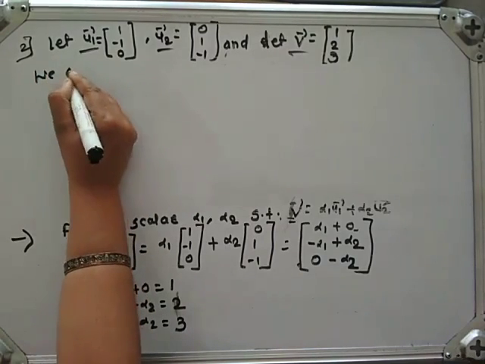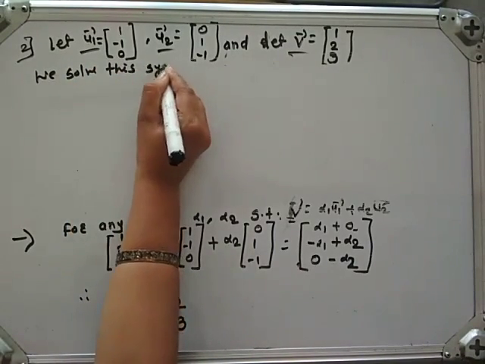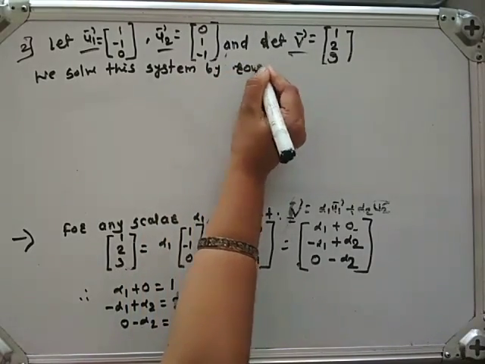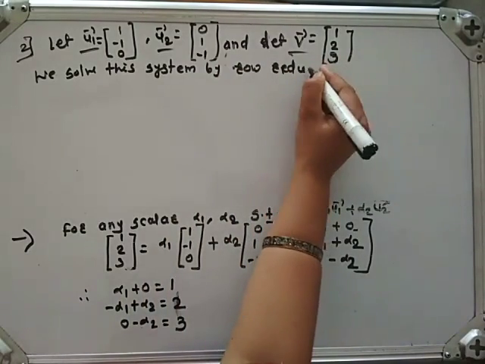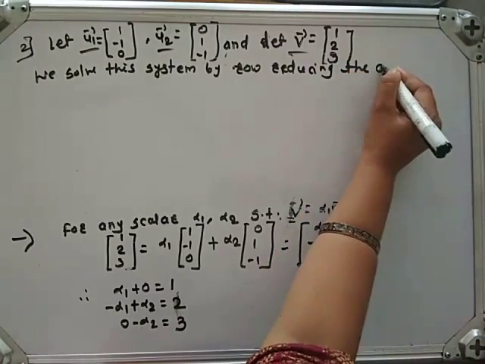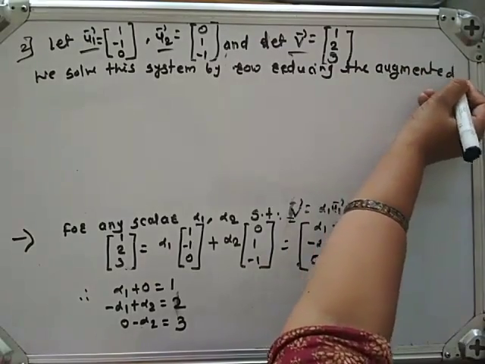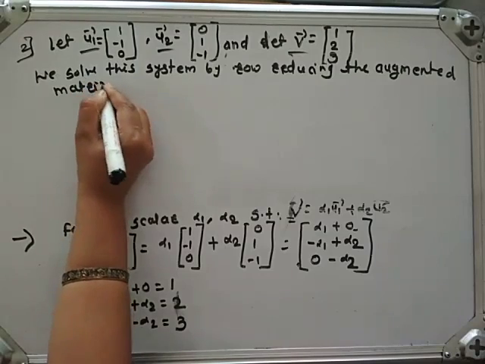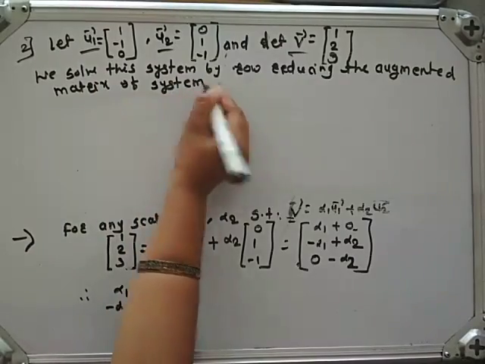We solve this system by row reducing the augmented matrix of the system as follows.